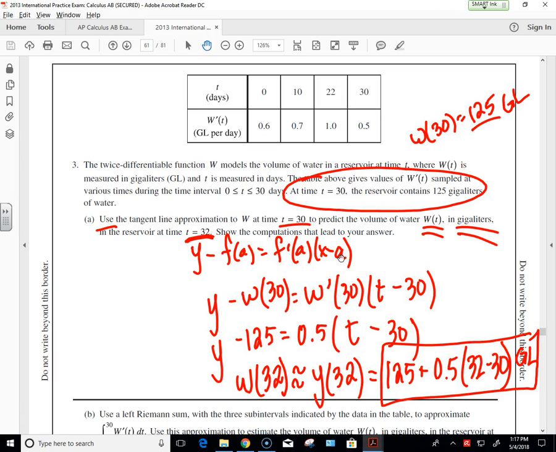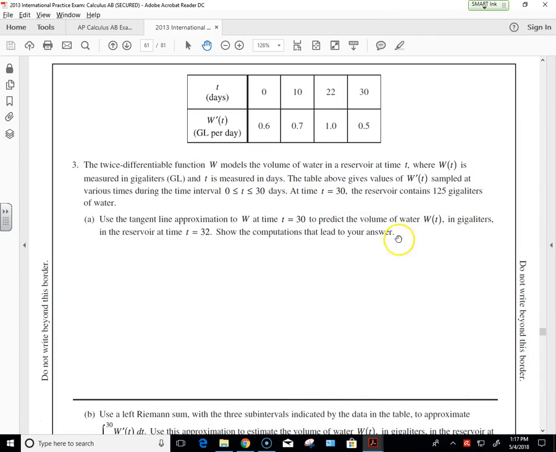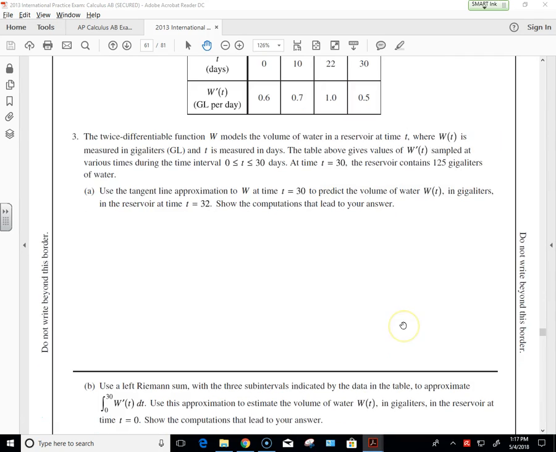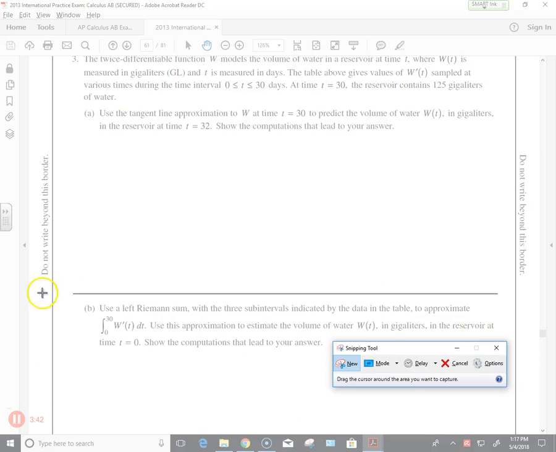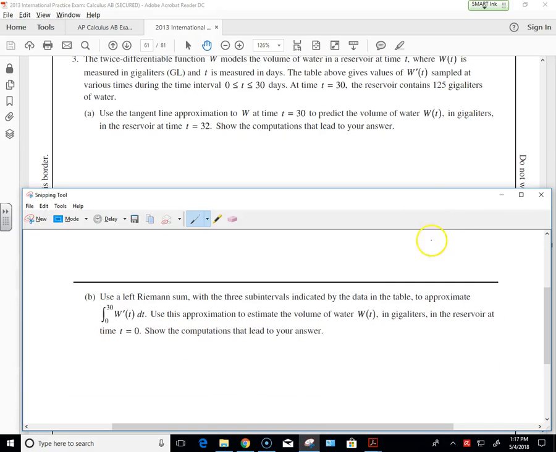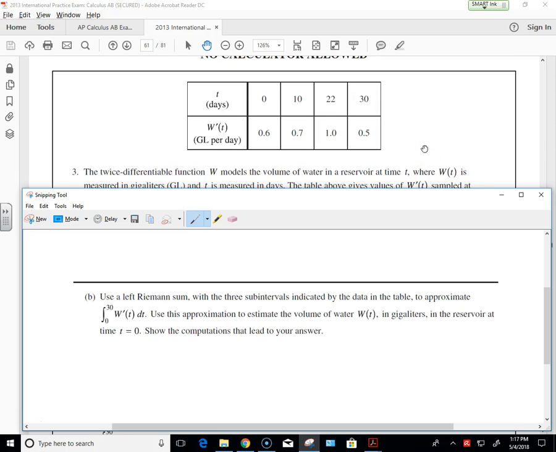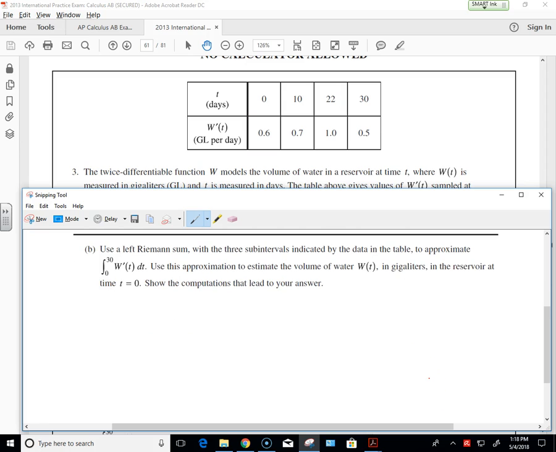Okay, letter B. Left Riemann sum. Let me go ahead and quickly get a little picture of it. That way I can look at the table while I do it. Because otherwise it's too off the page. There we go. Use a left Riemann sum with 3 subintervals indicated by the table above. So wait, 3 subintervals, doesn't that mean like 3 jumps? Are there 3 jumps? 1, 2, 3.